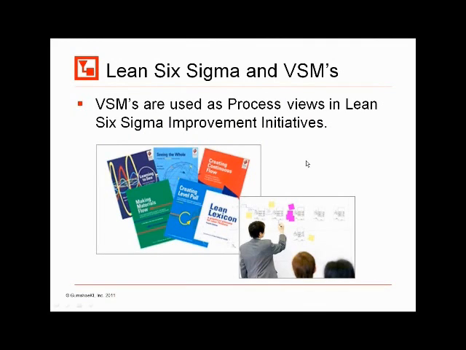So let's start with VSMs and where they're used. Value stream maps, and the acronym is VSM, are used really as process views in both Lean and Six Sigma improvement initiatives. My introduction to value stream mapping actually happened through this set of books that you can see on the left here. Primarily, there's a book, this blue one, called Learning to See, which was written by Rother and Shook and is published by the Lean Enterprise Institute.